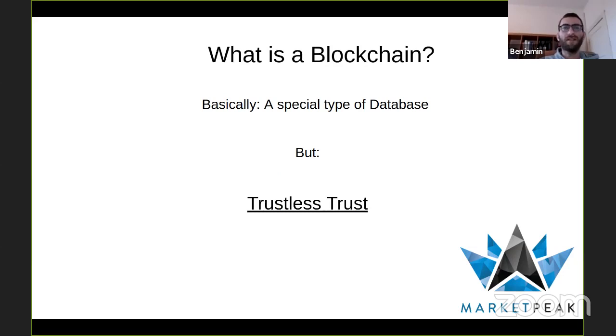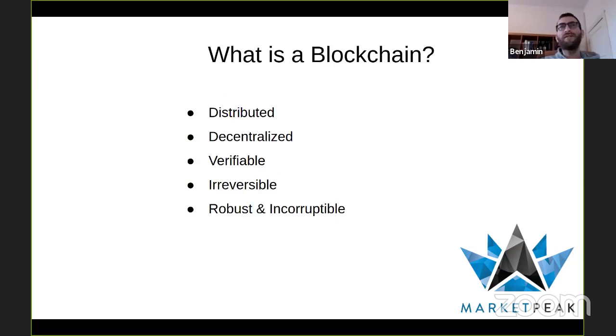And how is this? This is because of the following attributes that blockchains have. One thing is blockchains are distributed. That means the database is not just on one server, but instead it is distributed over a lot of computers and servers in the blockchain space. We usually call those nodes, and they are all around the world. What's the upside of a distributed system?